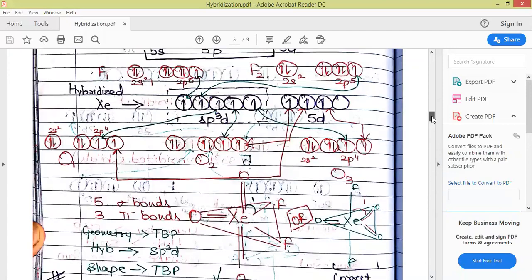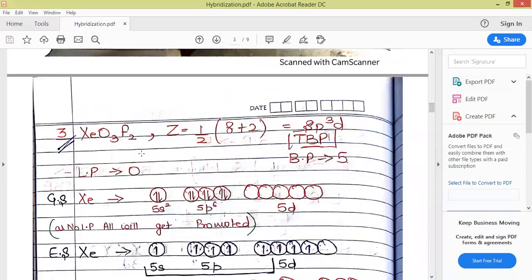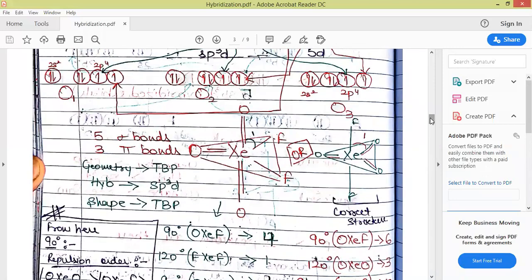From here we can see one thing: there are 3 oxygens and 2 fluorines in the molecule. So at what position do we need to place the oxygen, and at what position do we need to place the fluorine? We have these 2 possibilities out of the many possibilities. We are comparing these 2 just to give you the idea of how to decide about the positions.